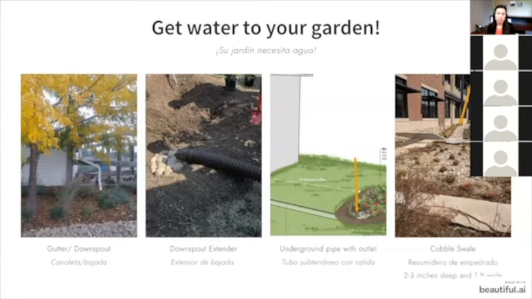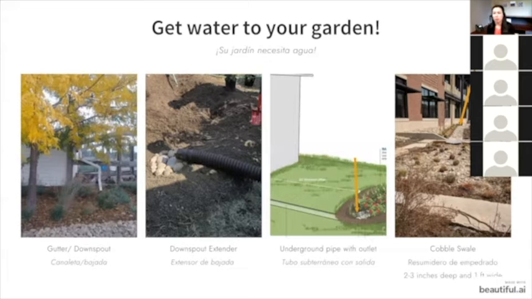Another strategy is to have this underground pipe with an outlet so that you don't have that downspout extender on top of your lawn area or your yard area. And so that can just go underground, and then it has the outlet in the rain garden if it's farther away from your structure. Or in this case, this is another look at that rain garden from the City of Fort Collins building. And they have this cobble swale, which is directing all of the water into the rain garden.